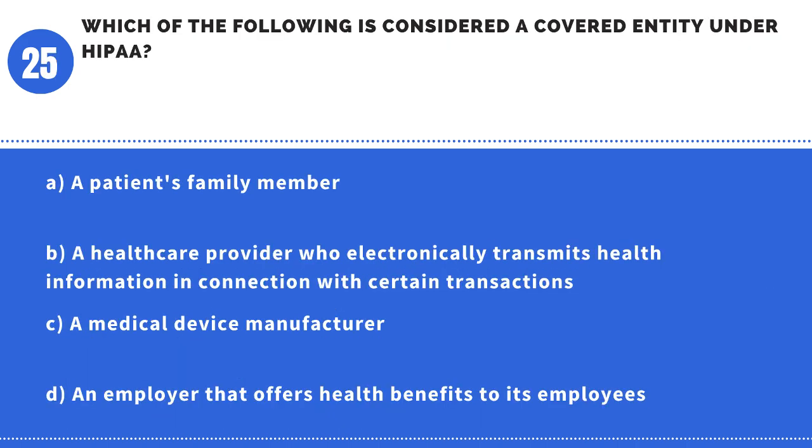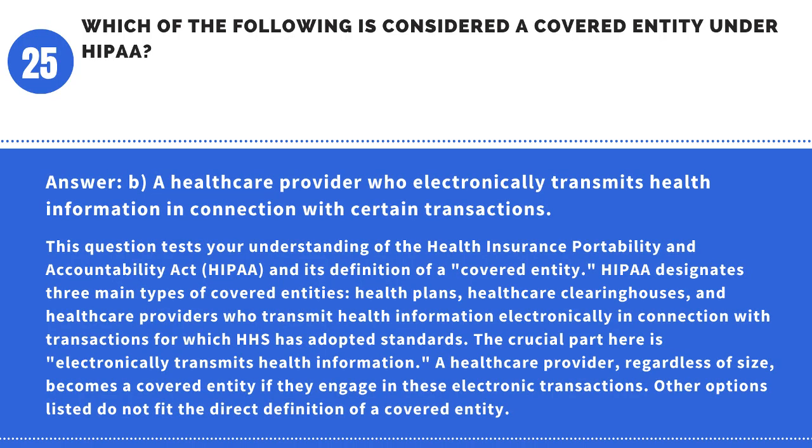Question 25. Which of the following is considered a covered entity under HIPAA? A. A patient's family member. B. A healthcare provider who electronically transmits health information in connection with certain transactions. C. A medical device manufacturer. D. An employer that offers health benefits to its employees. Answer B. A healthcare provider who electronically transmits health information in connection with certain transactions.